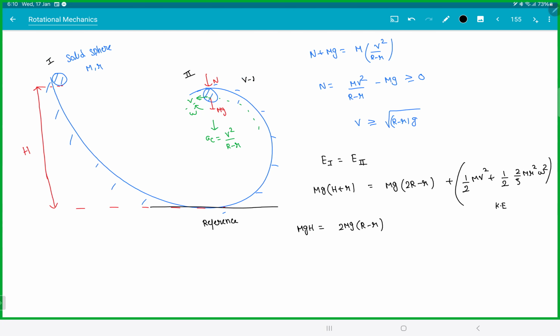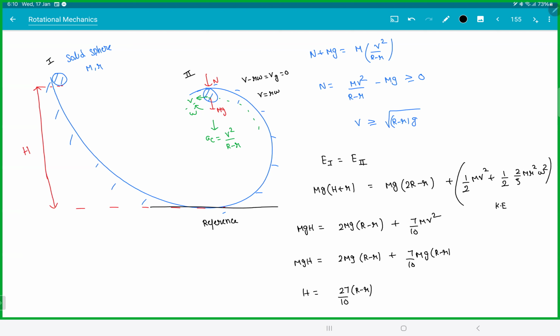Since it is not slipping here, v minus r omega will be v ground, which is 0. So v is equal to r omega. Never write v is equal to r omega directly. Meaning, I know it is ground, so I can write it, but always be a little careful about that. And this guy would be half mv square plus 1 by 5 mv square. So 7 by 10 mv square. Take that v and substitute here. Mg goes off. You'll get h is equal to 2.7 r minus r.